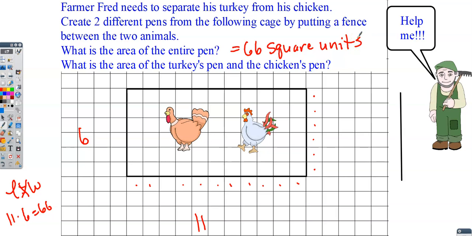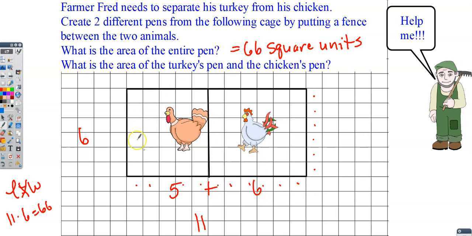And now the idea is, if I'm going to separate the pens, right, then I take some kind of a fence and I put the fence in between the turkey and the chicken. And so let's say I put the fence right there, and now I count 1, 2, 3, 4, 5. So this part of the fence is 5, which means this side has to be 6, because I know altogether it equals 11, and I count it 1, 2, 3, 4, 5, 6. 5 plus 6 is 11.